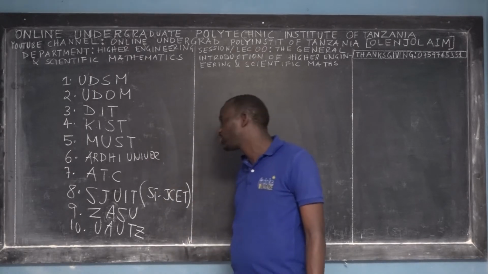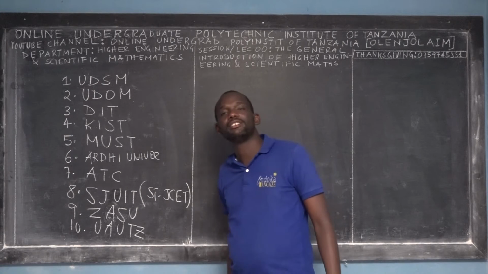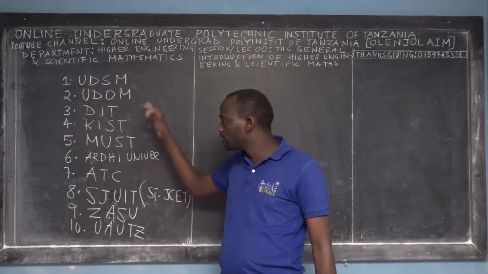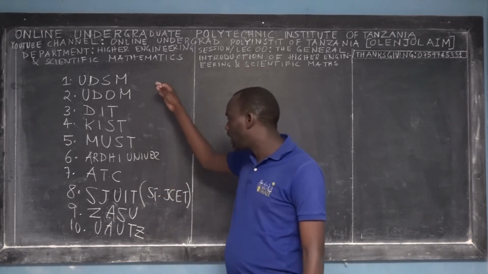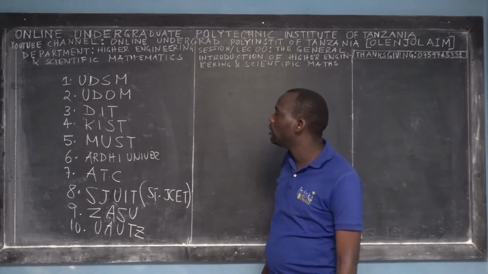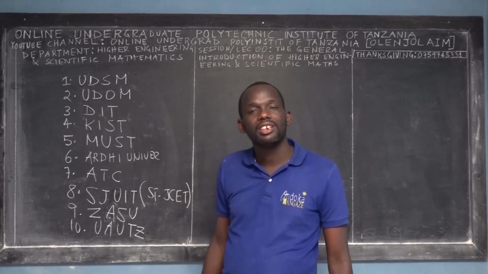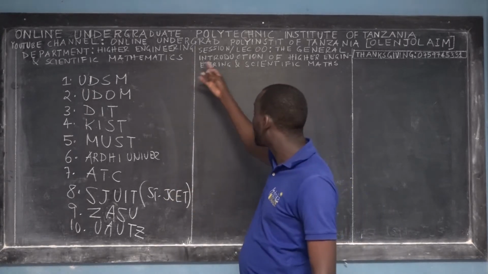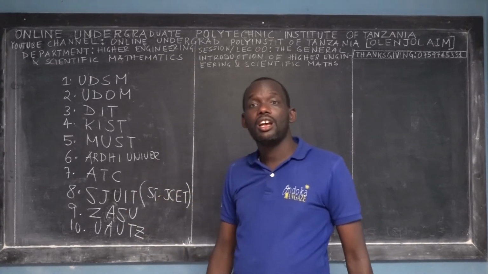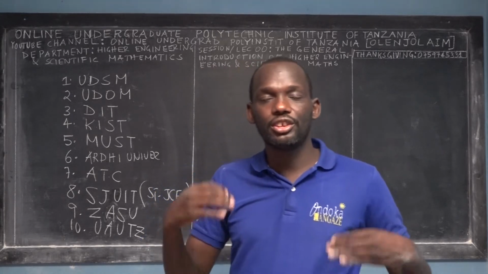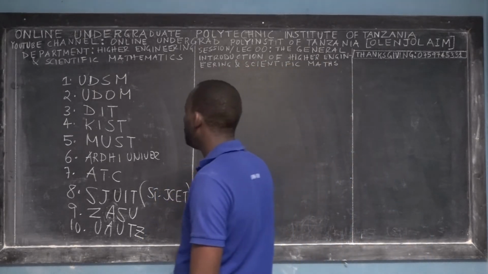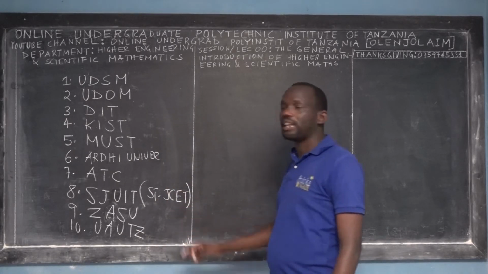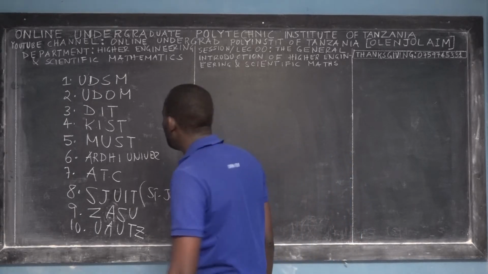So these are some of the institutions in Tanzania. There are more than 10 institutions or colleges. So if you're a student in this list of universities or institutions or colleges, then these contents will be relevant for you. And even online, the undergraduate Polytechnic Institute of Tanzania will be providing material as a supplement to what you'll be learning in these institutions or universities. So that is the real situation.